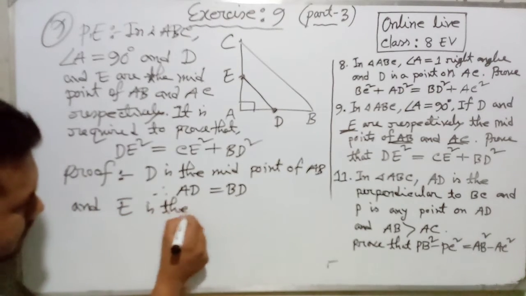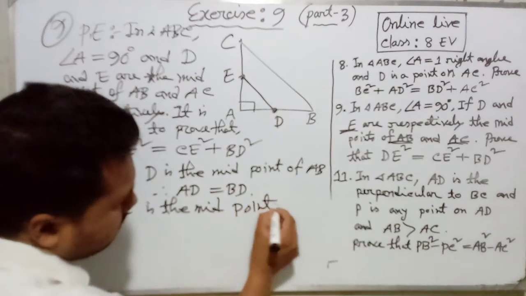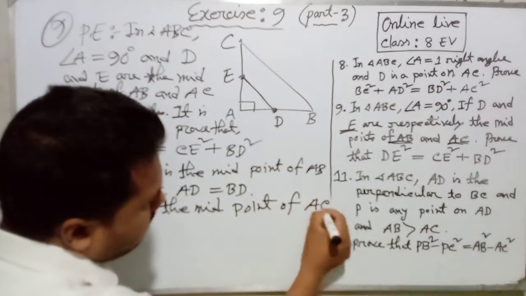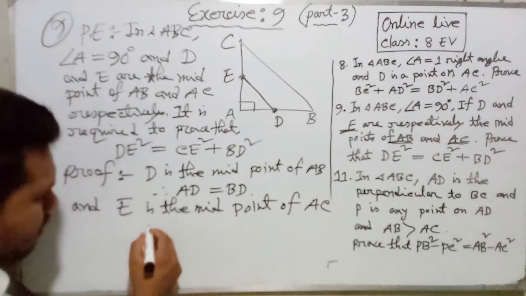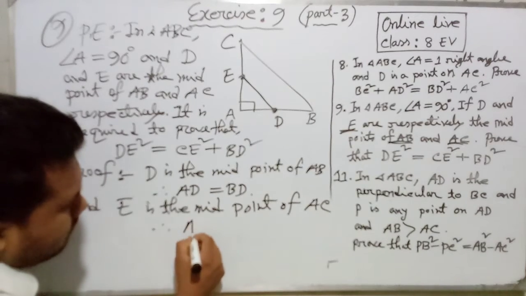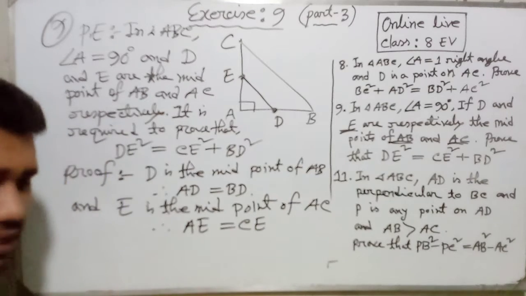E is the midpoint of AC. So here we can write AE equal CE. Clear, dear students?